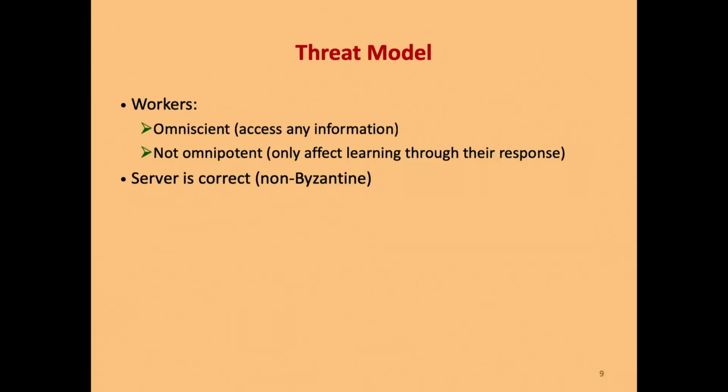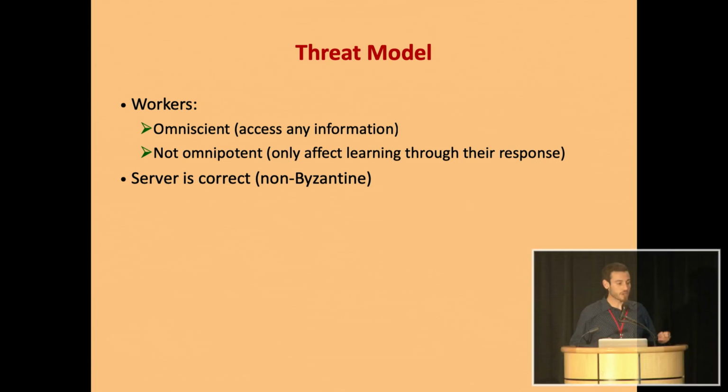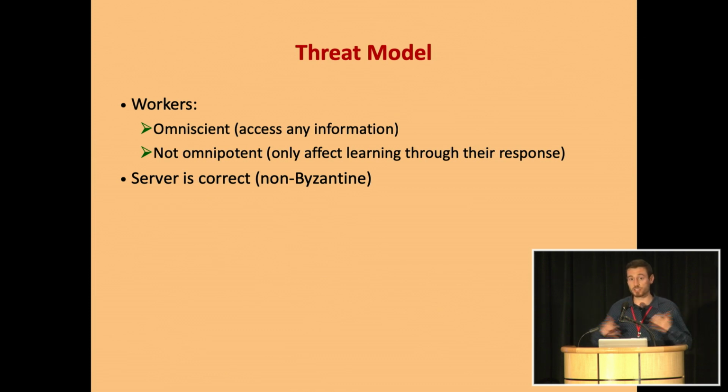So let's define our threat model a bit more carefully. Here we have an assumption about the workers being omniscient, in the sense that they can have access to any information: the data of all the other workers, the protocol that the server is using, they exchange information, everything. But of course, they cannot be omnipotent, in the sense that they can only affect the learning through their response. They cannot go and change the gradient responses of other workers. And we also have an assumption that the server is non-Byzantine. So the server is trusted.